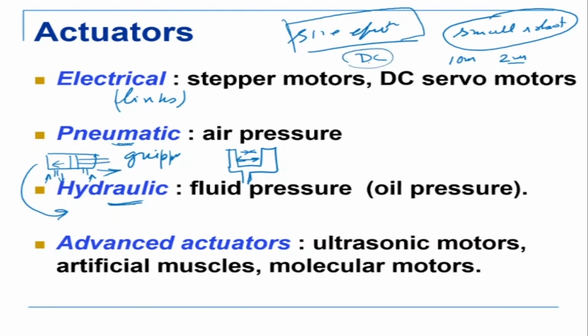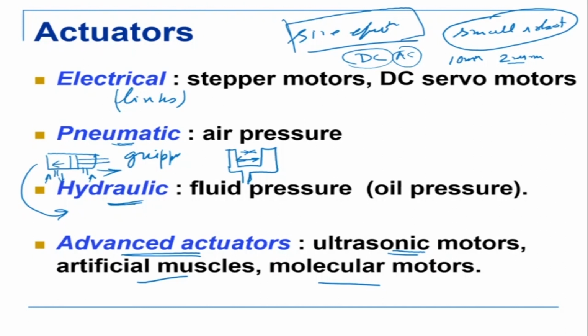Why? Because these actuators, like DC motors and AC motors, don't work beyond a particular scale. That is called the size effect. So if you want to go to a small size, let's say 10 millimeter or even smaller, 1 or 2 millimeter, then your actuator cannot be electrical, pneumatic, or hydraulic, because those small actuators will not give you enough power. In that case, you need to use other kinds of actuators, which are called advanced actuators. For example, ultrasonic motors, artificial muscles, and molecular motors, which work at very small scales and are independent of the size effect. As we go along, we'll see what they are and how they are applied.